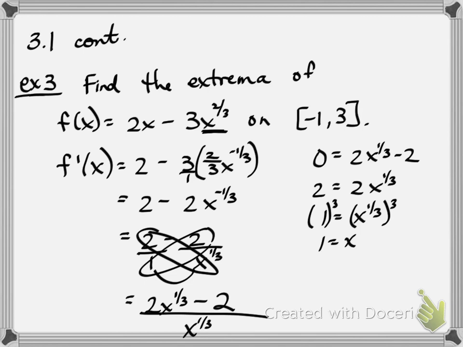Critical numbers also happen where the derivative is undefined, so we set the denominator equal to 0. So it's numerator equal to 0, and denominator equal to 0. Cube both sides. So our critical numbers are 0 and 1. So we're on the interval -1 to 3. We have possible critical numbers of 0 and 1.